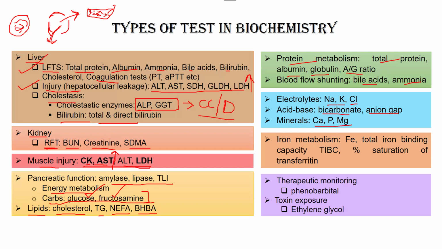Then we have iron metabolism, like we can do these tests too, like iron concentration in the blood, or total iron binding capacity, TIBC, or percentage saturation of the transferrin. Then we have these two tests, which are basically to measure any drug or any toxin level in the body. If you are measuring any drug and you want to know whether it has reached the blood, whether it is distributed to blood or not, you can do therapeutic monitoring of that drug. For example, phenobarbital.